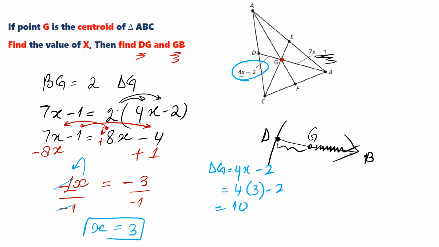Next is find the GB. So what is GB? GB is 7x minus 1. Replace x by 3. So 7 times 3, 21. 21 minus 1, answer is 20. And can you see that this GB is double the DG? So proof.